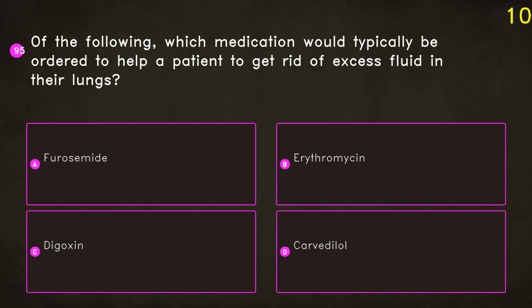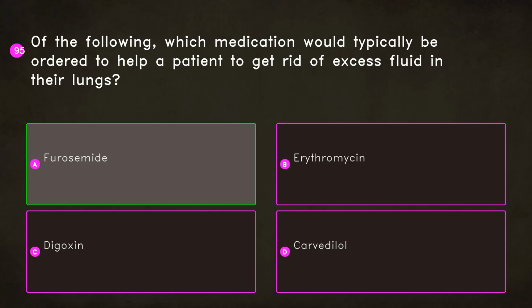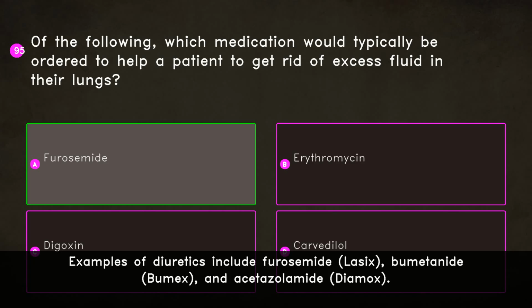Question 95. Of the following, which medication would typically be ordered to help a patient to get rid of excess fluid in their lungs? A. Furosemide. B. Erythromycin. C. Digoxin. D. Carvedilol. The correct answer is furosemide. Examples of diuretics include furosemide, Lasix, bumetanide, Bumex, and acetazolamide, Diamox.